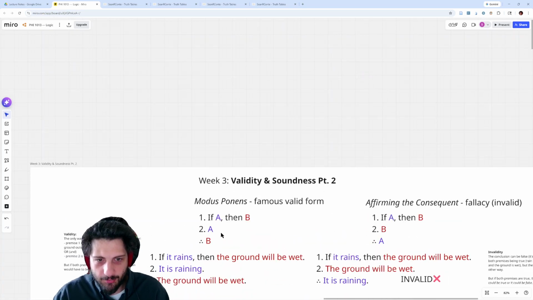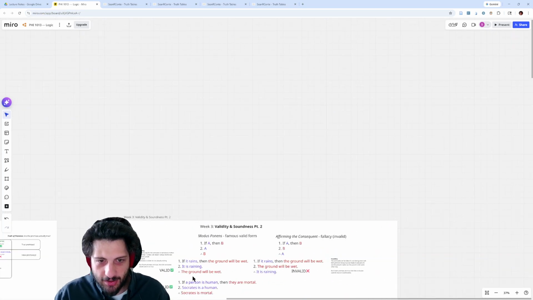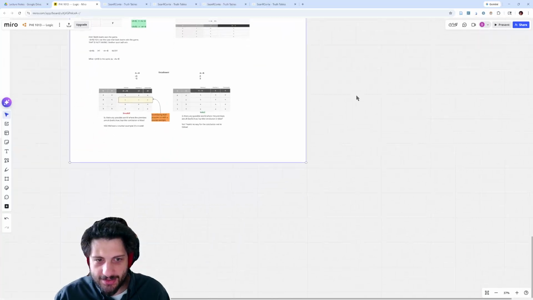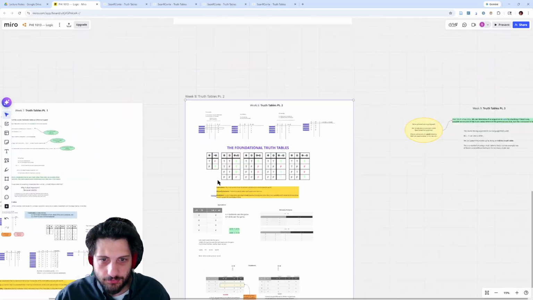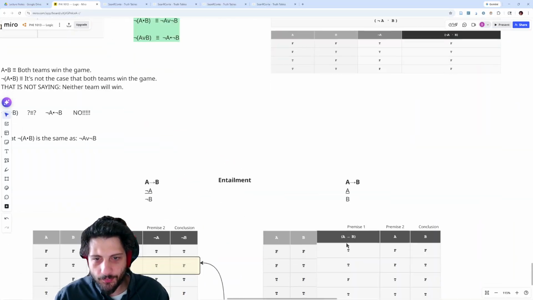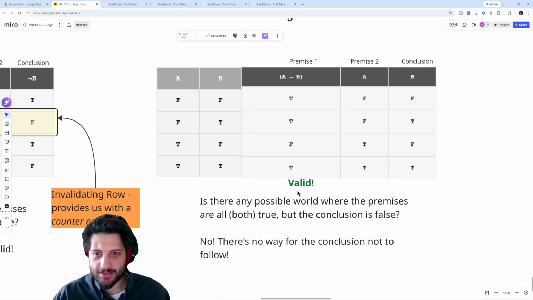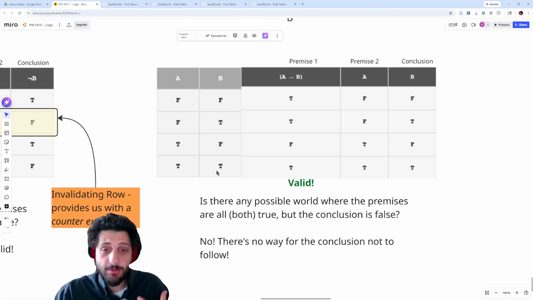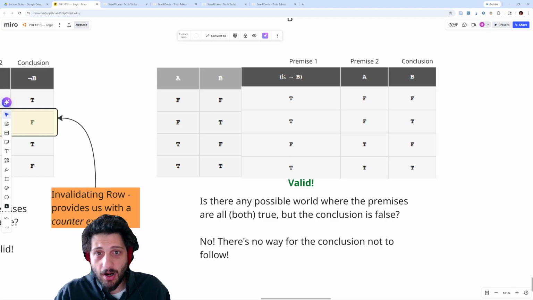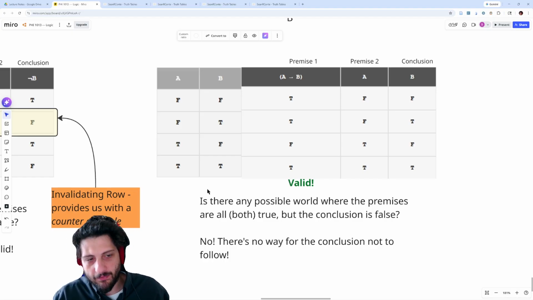And notice this is the same argument we started with way back, right? If A, then B, A, therefore B. We now get to see exactly why that works, as we saw last week. It's because when we look through all the different ways A and B could turn out, there's no possible way where the two premises will turn out true, but the conclusion doesn't turn out true. That's what we mean by validity.